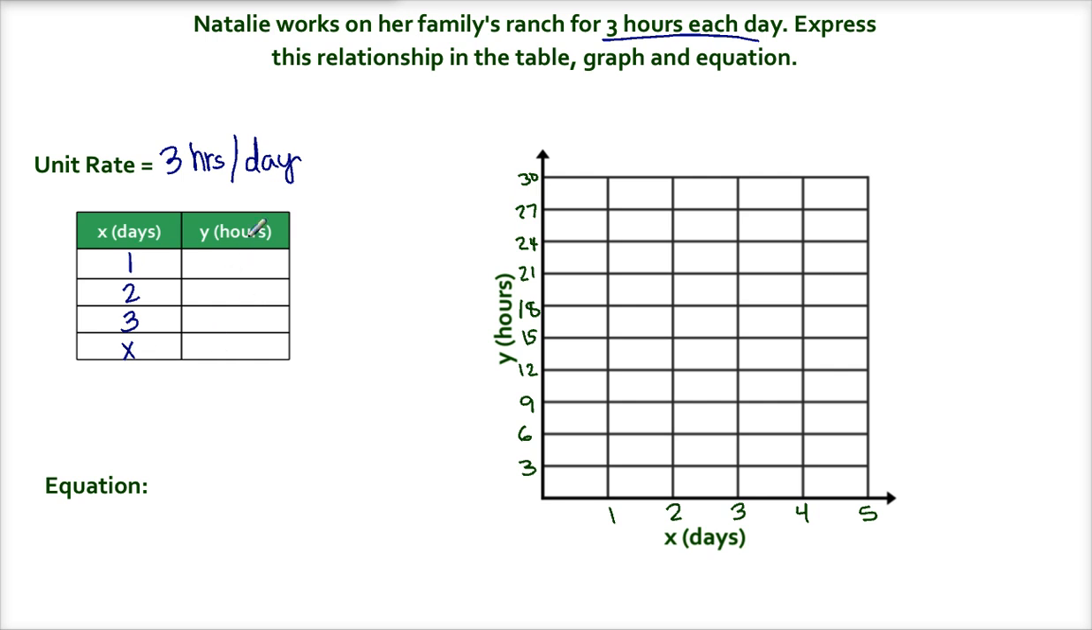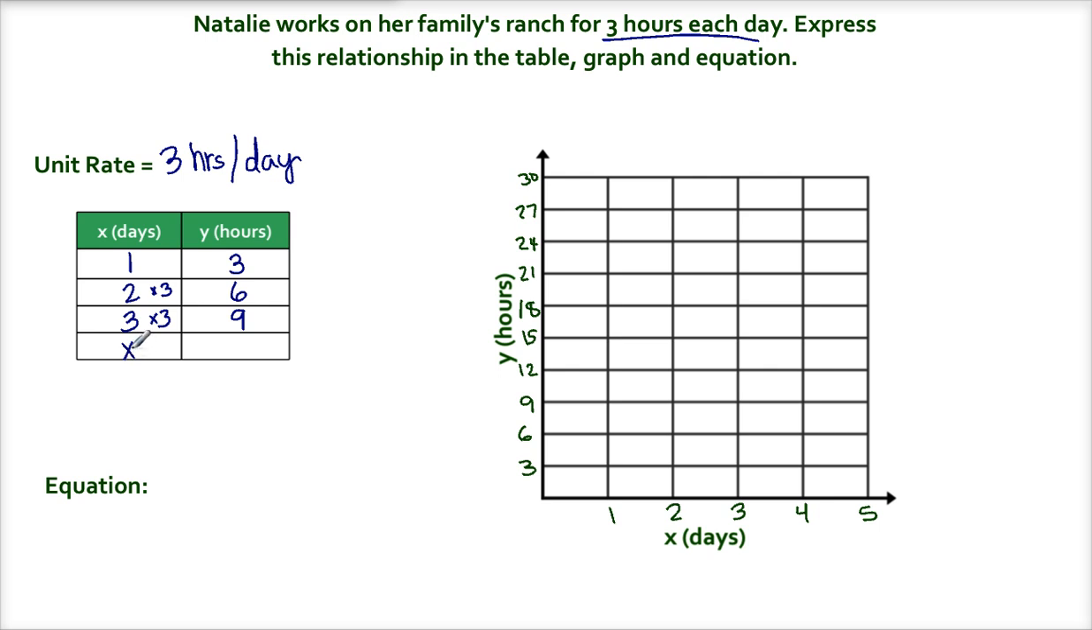Okay, after 1 day, we know that she's worked 3 hours. After 2 days, we multiply that by the unit rate. So after 2 days, she's worked 6 hours. After 3 days, she's worked 9 hours. How many hours has she worked after X days? Now, X is just a variable that represents any number of days. It could represent 4 days, 5, 10, 31, whatever.